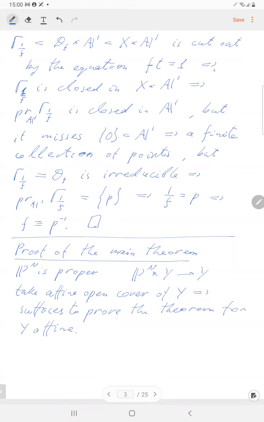So we have a closed subvariety in P^n times Y, and we're going to prove that its projection onto Y is closed. And it means it is given inside Y by finitely many equations, just regular functions on Y.